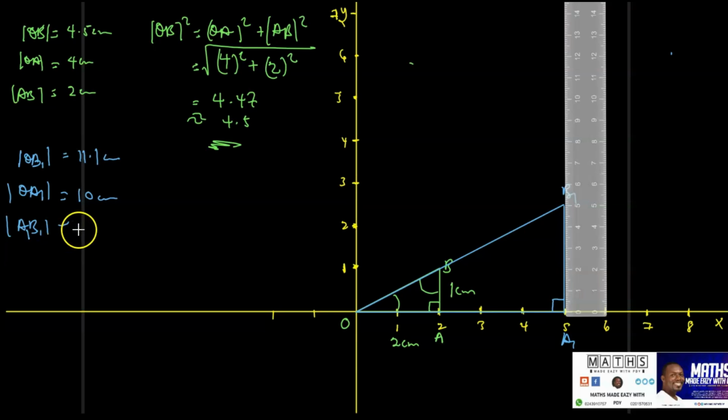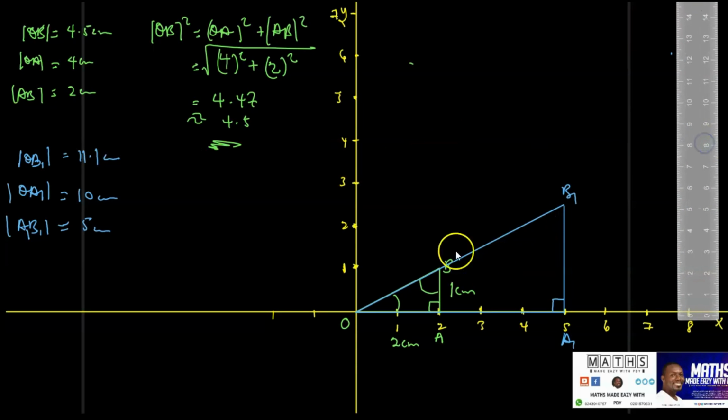And then A1B1 was 5. Are we okay? Let's investigate whether it is true. Let's find out whether the values that I've written over there are true. They relate from this right angle triangle.